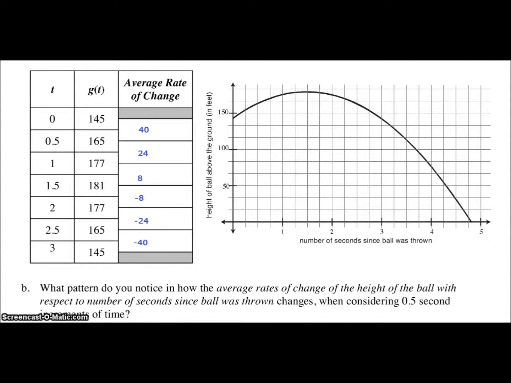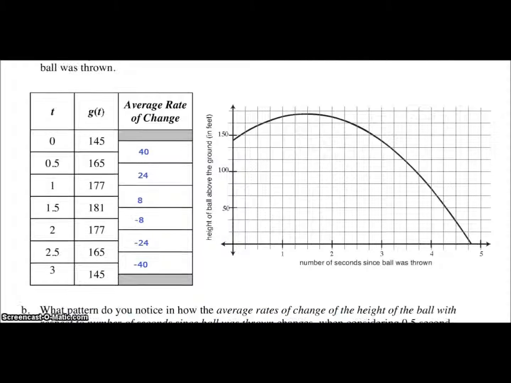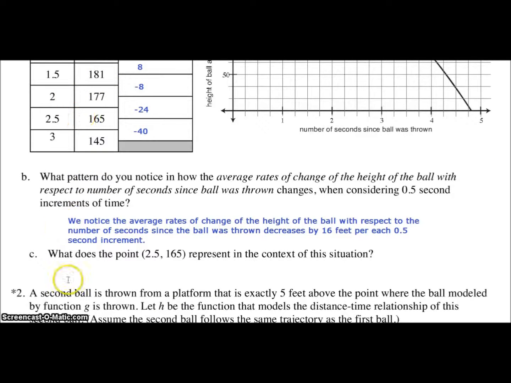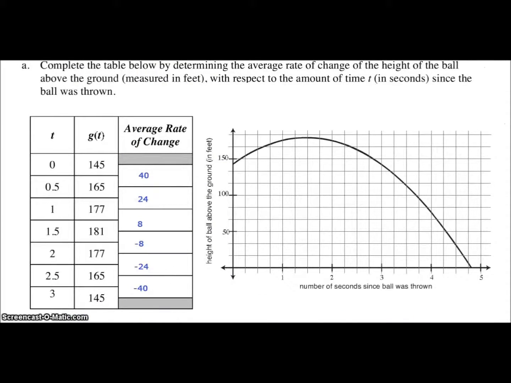Anyways, moving on to part C. What does the point (2.5, 165) represent in the context of this situation? 2.5, 165, that represents, let's see, 2.5 seconds after the ball was thrown. The height above the ground in feet was 165. I think, is that right?